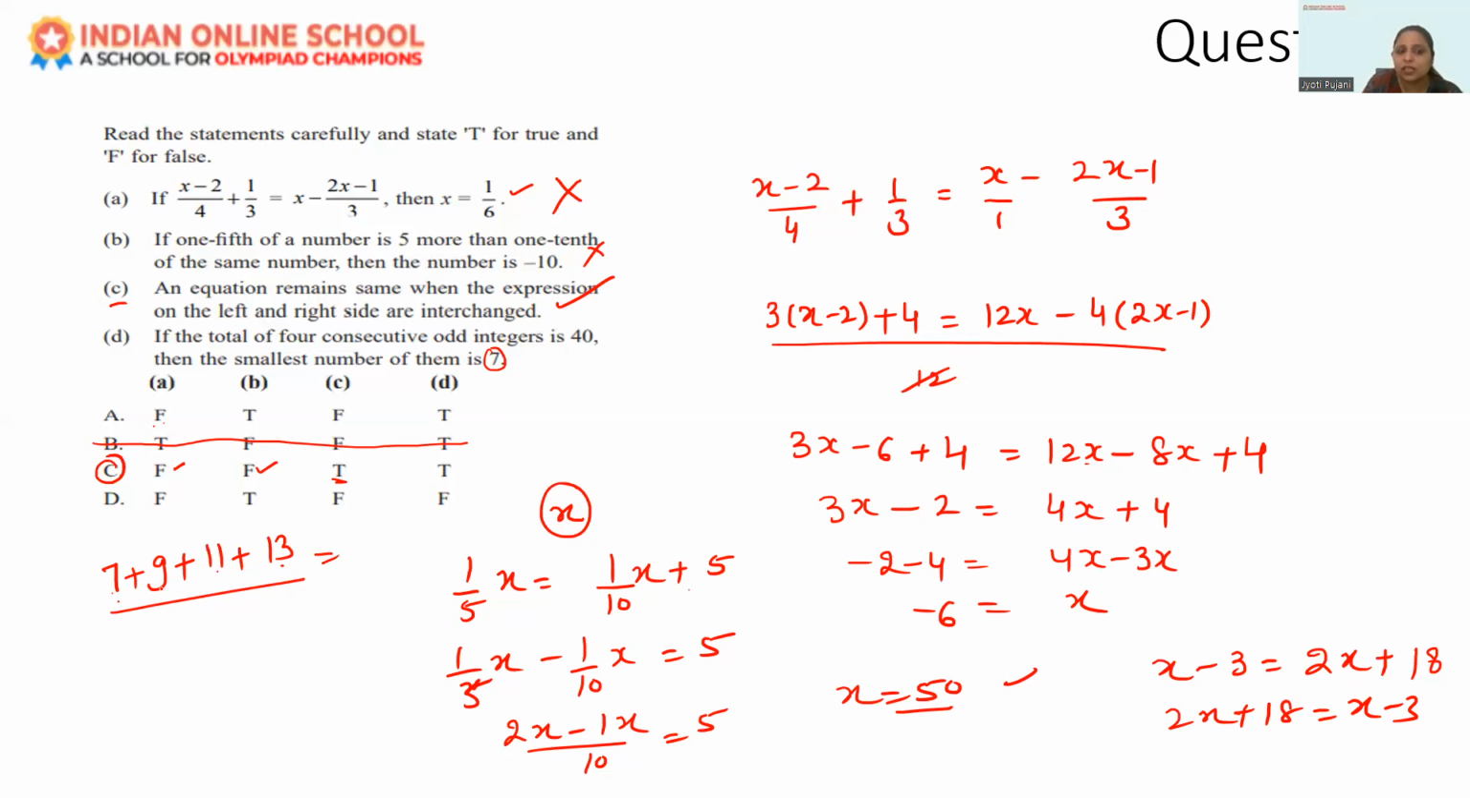7 plus 9 is 16. 16 plus 11 is 27, plus 13 is 40. Yes, it means this is also true. So this will be true. So false, false, true, true. So that is why C will be my answer. Got it? Let's move to the next one now.